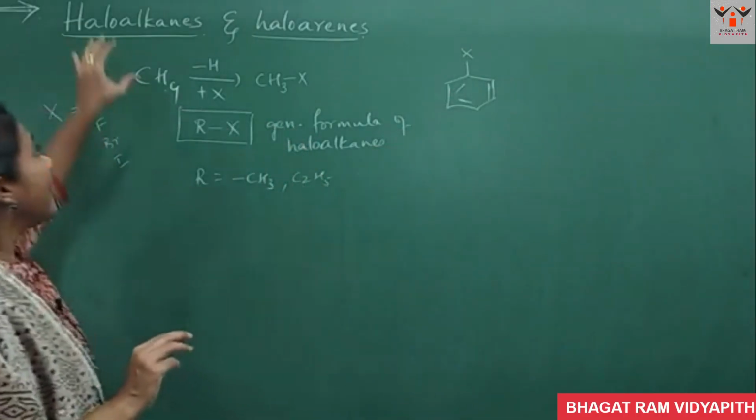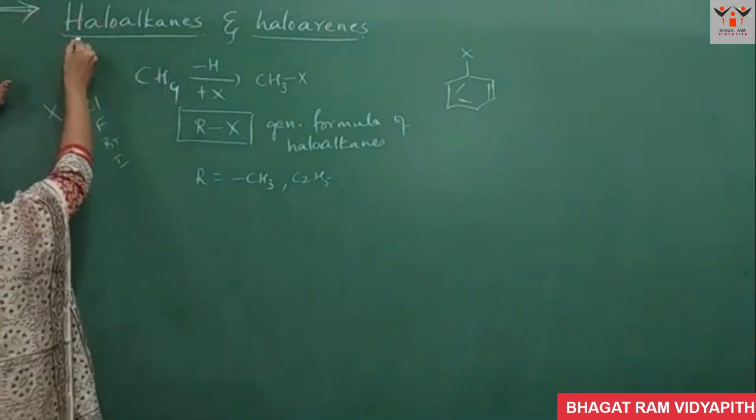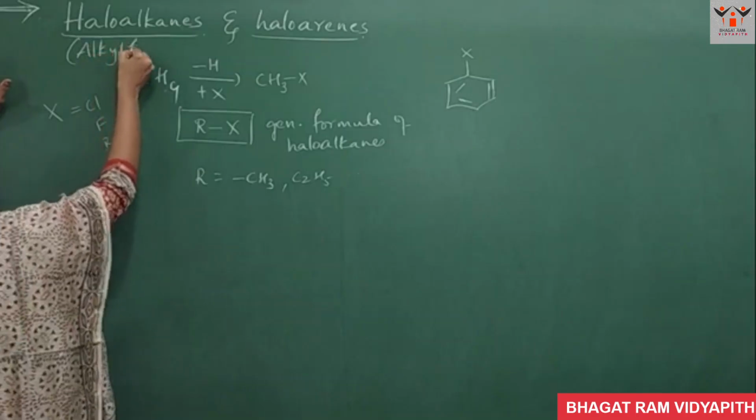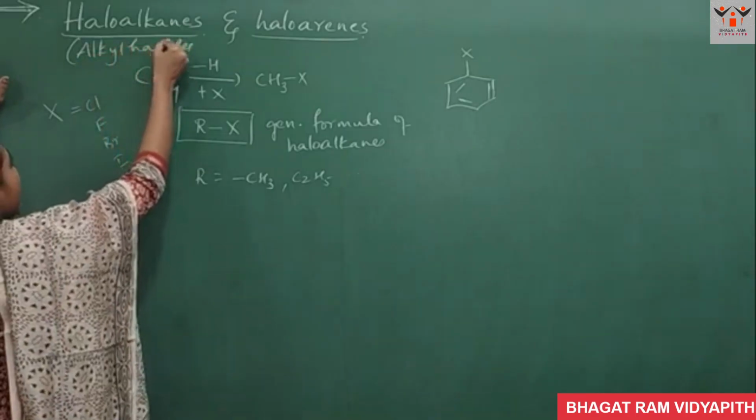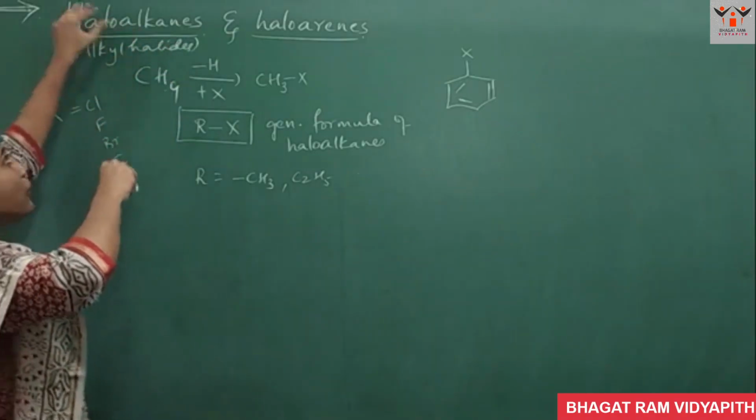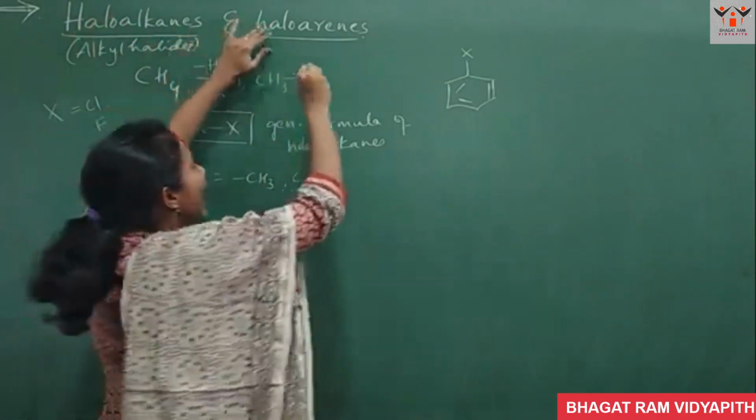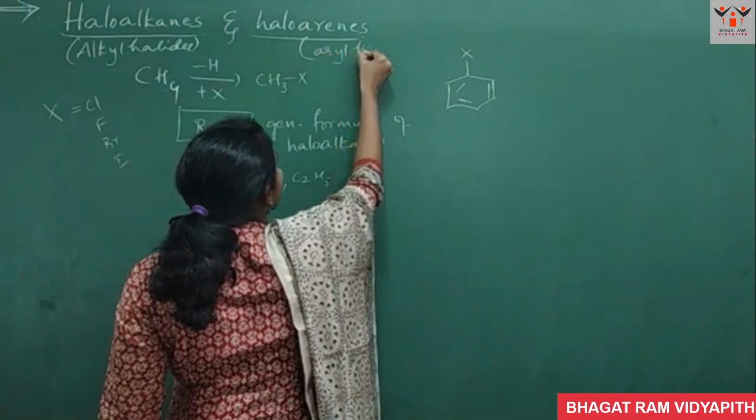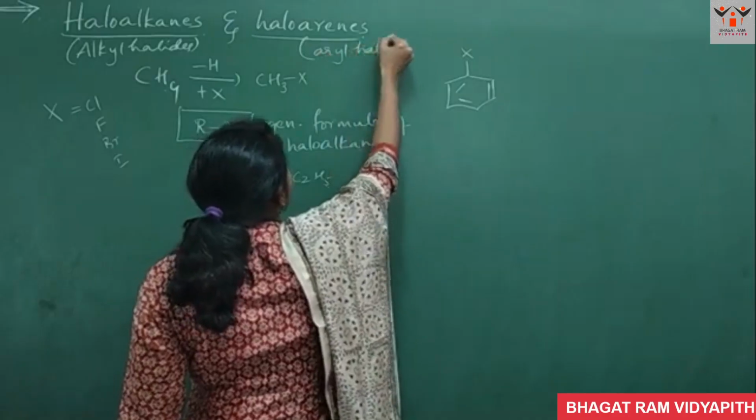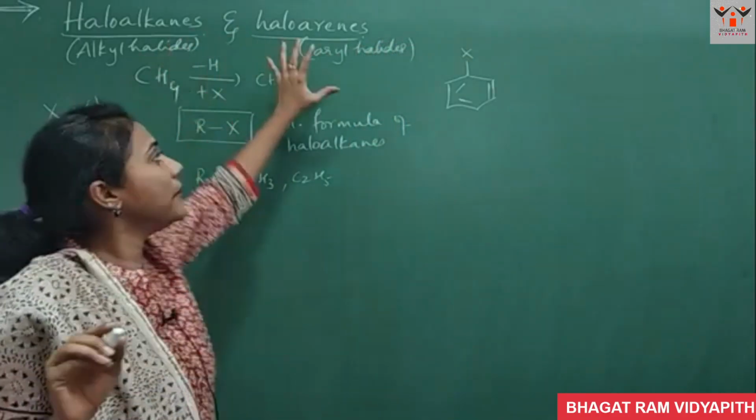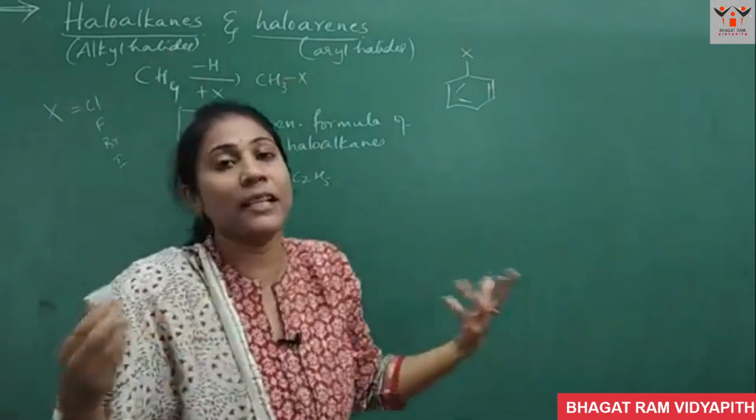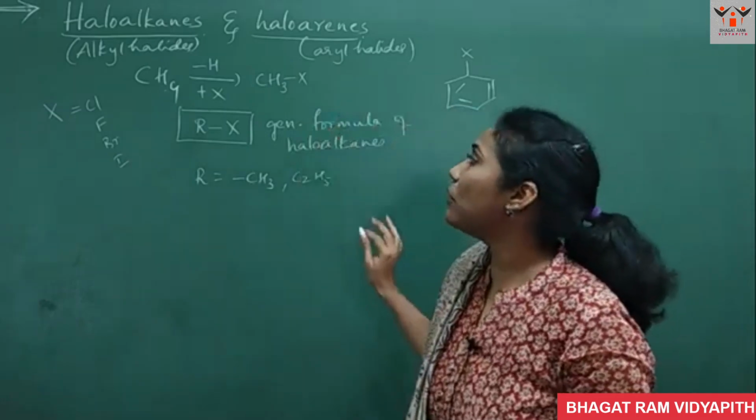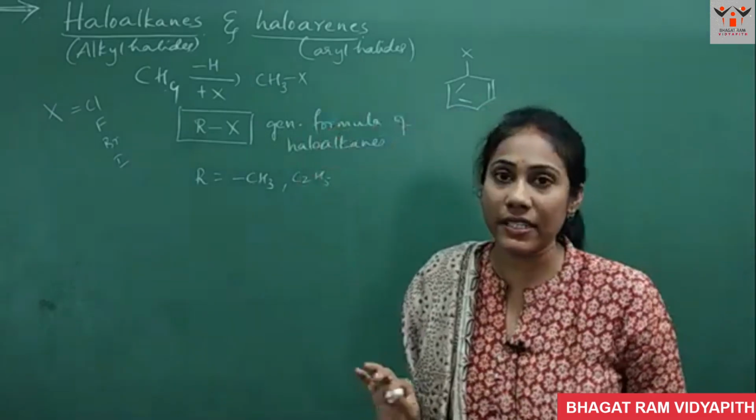And one more thing, haloalkanes can also be called alkyl halides. Alkyl halides is the common name for haloalkanes, whereas haloarenes are commonly called aryl halides. Aryl halides. Okay, so these are the common names that we most of the time use. So this is our general introduction about haloalkanes and haloarenes.